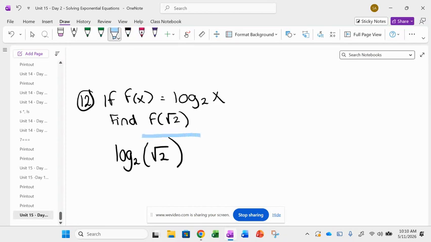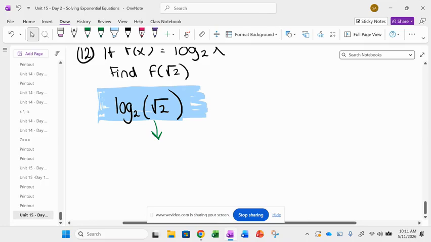Anybody confused with how I got this part right here? This is not my answer. This is just my substituting in. Anybody confused with how we got log base 2 of root 2? All right, now we need to change this into an exponential.